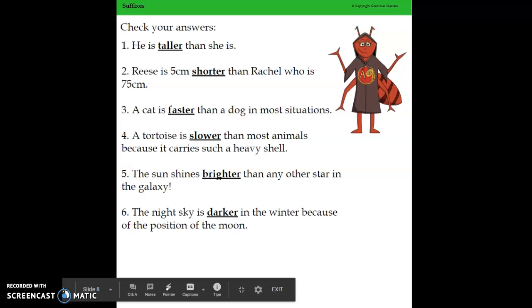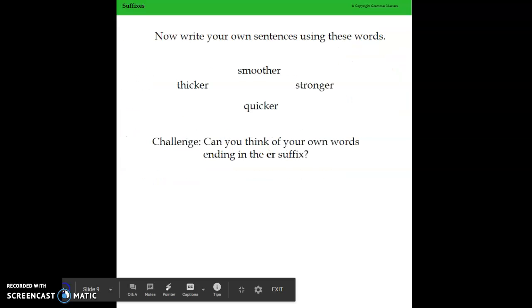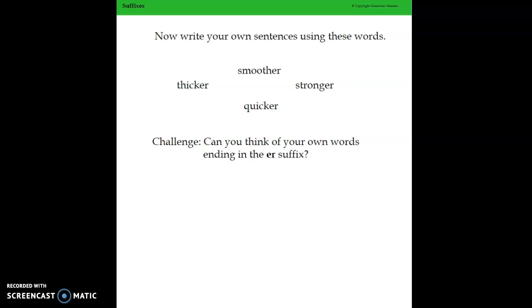I hope that you did well with your sentences. Right, I have a challenge for you then. So here are some other words with the suffix ER that you can use to compare people or objects. So I would like you to use these words to write your own sentences. So there is the word smoother, thicker, stronger, quicker. Okay, so have a go at writing some sentences of your own using those words. Don't forget to spell them correctly.